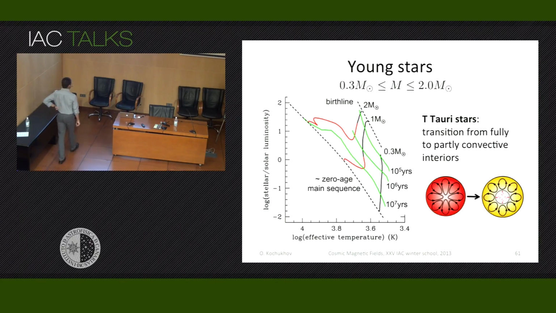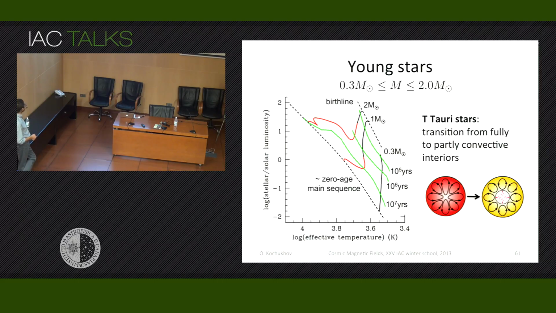Now, as one of the last parts of my overview of what's happening on the HR diagram, I'd like to mention young stars. And here I consider the entire range from M-dwarf masses to maybe intermediate mass stars, because on the pre-main sequence evolutionary tracks, and this is what is shown here, these stars look more or less the same. These are T-Tauri stars.